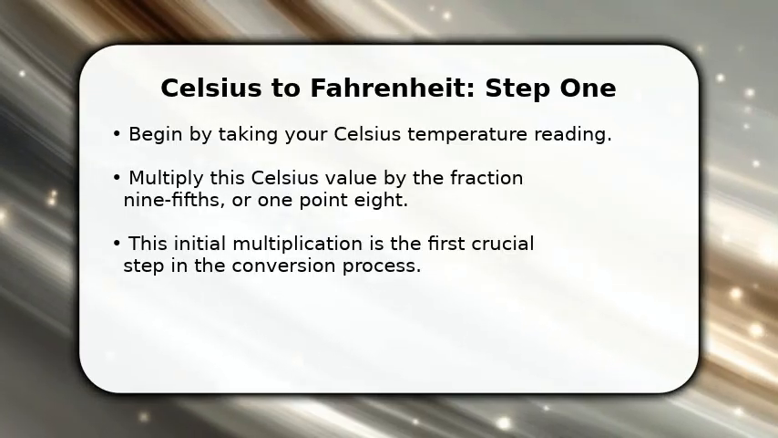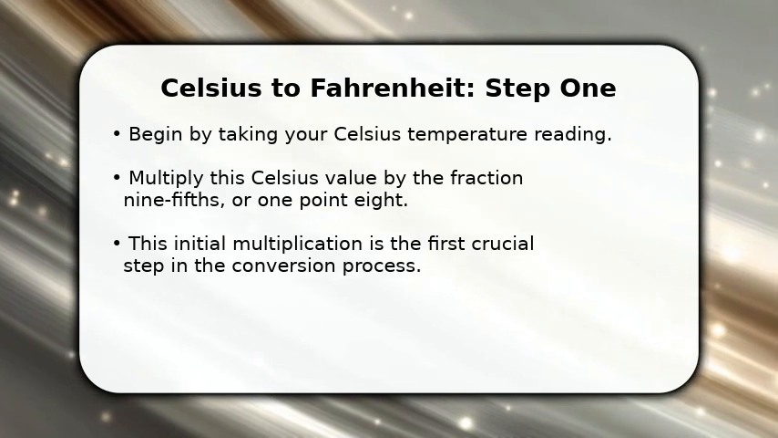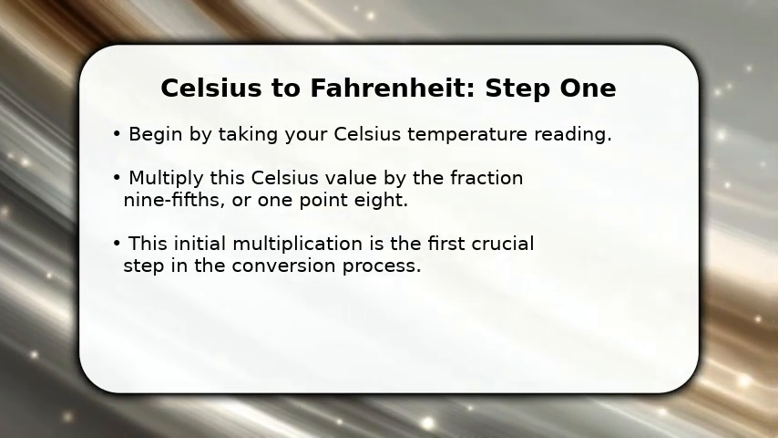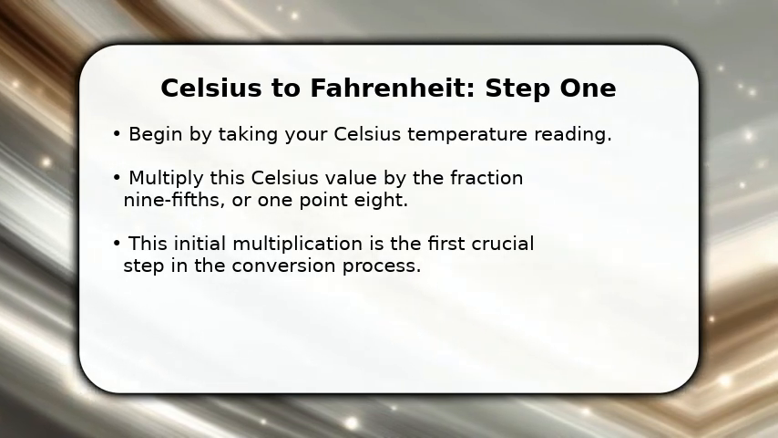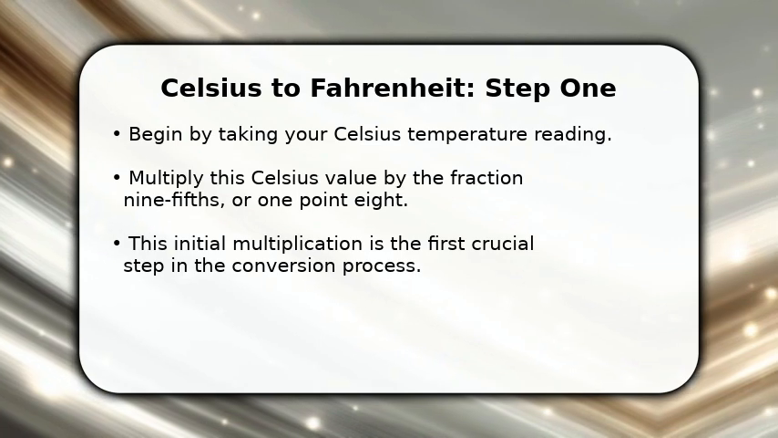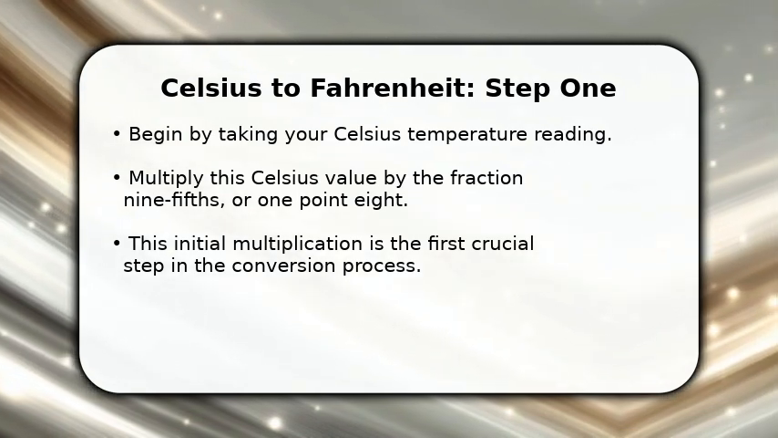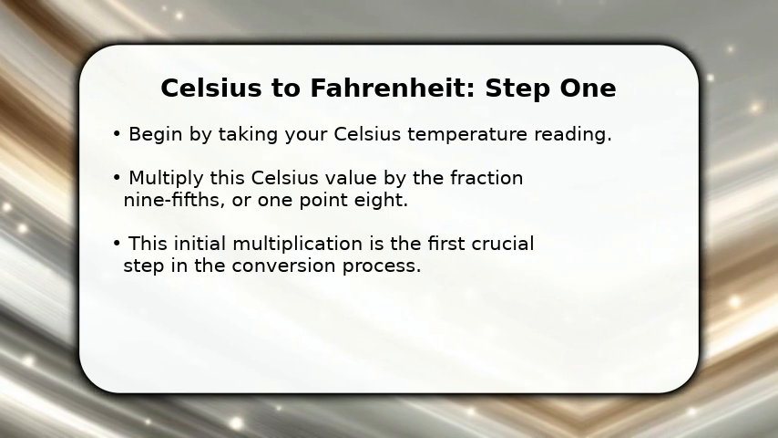In this video, I will explain how to turn Celsius into Fahrenheit. To begin, take your Celsius temperature. The very first step is to multiply that Celsius number by the fraction 9/5. You can also think of this as multiplying by 1.8.